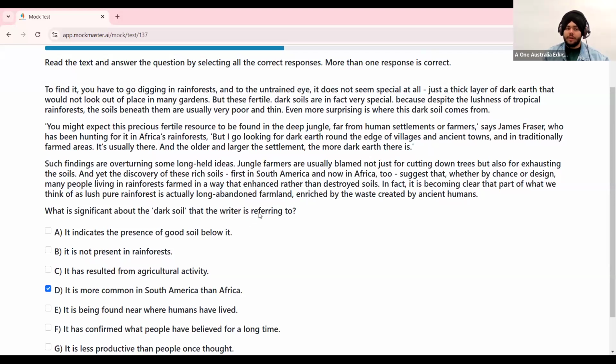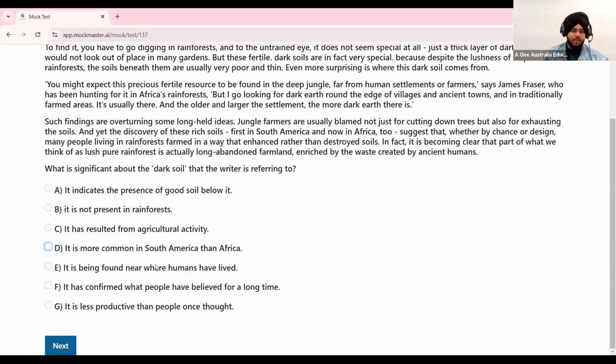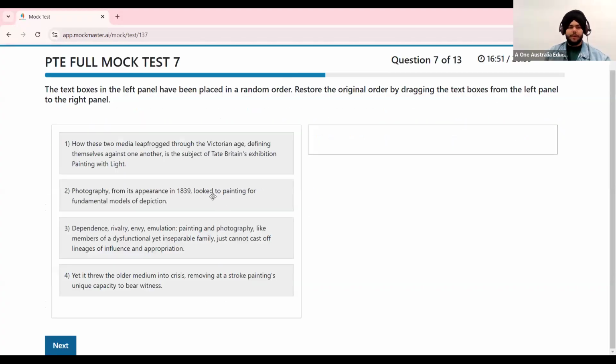So first we focus on dark soil. Let's focus where is dark soil. See, it says dark soil here. Now let's focus on reading something with dark soil. You might expect this precious fertile resource to be found in the deep jungle, far from human settlements or farmers who hasn't been hunting, but I go looking for dark earth around the edges of villages and ancient towns. That means it is near ancient towns. It is being found near where humans have lived. So I'll go here. Choose one, move on, save your time.